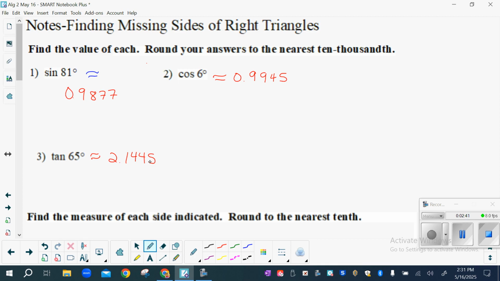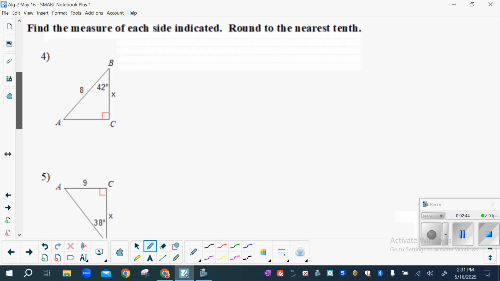Okay, moving on. This first question, number 4. Can we use Pythagorean theorem to find the missing side, the x? No, you cannot. Why can't we use it? Because we have only one side. We would need two sides to be able to find the third side with Pythagorean theorem. So we can't use Pythagorean theorem, so we're going to use trig.